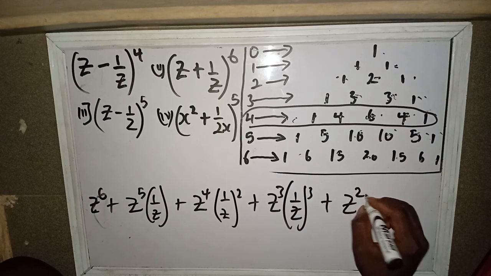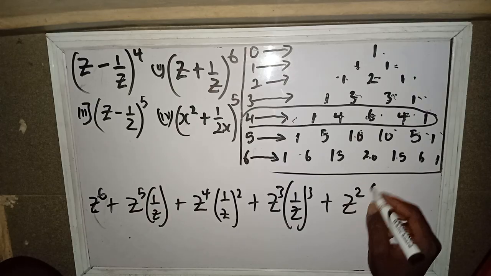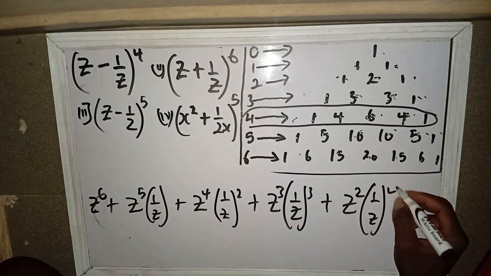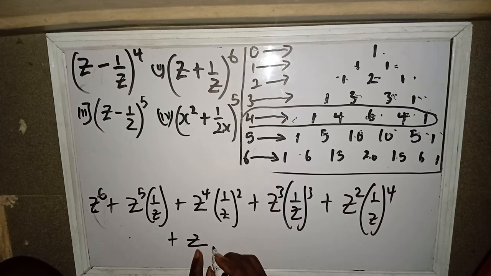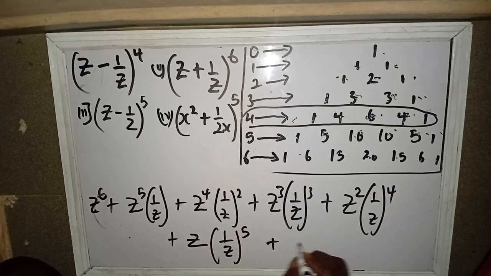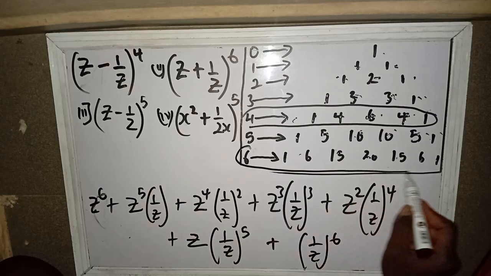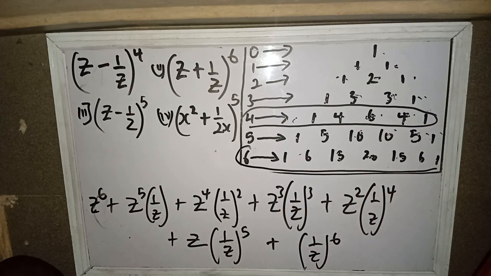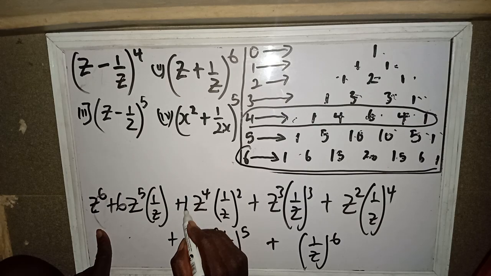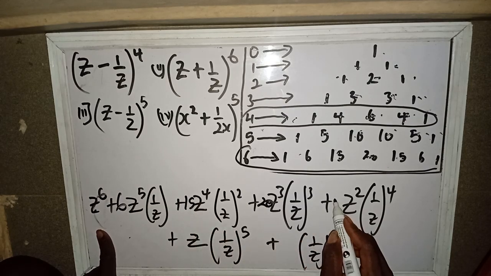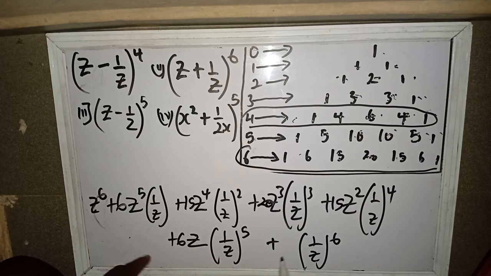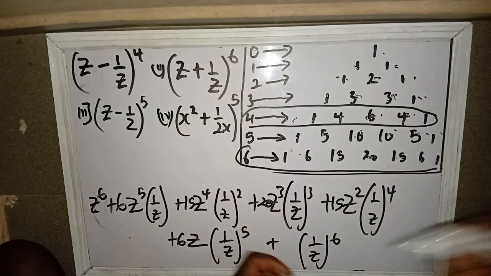Plus z square. This one started from 6, has been reduced by 4, then this one increased by 4. Plus z. This one has been reduced by 5, then this increased by 5. Then plus z to the 0. This one has been reduced totally, then this one increased totally because the highest power is 6. Then go and check the expansion of 6: 1, 6, 15, 20, 15, 6, 1. That's just it, and you are done. That's the expansion of this.